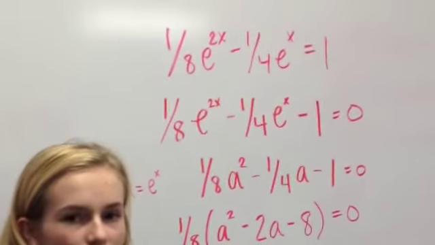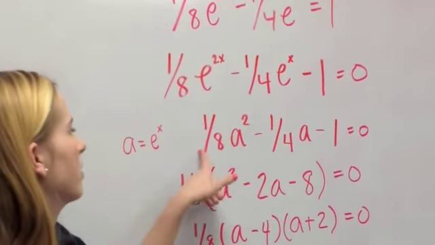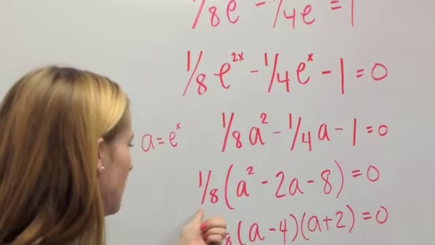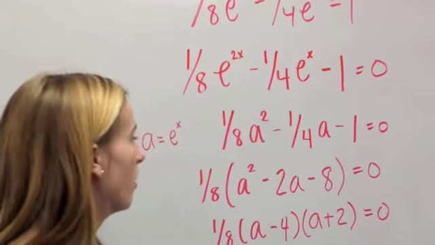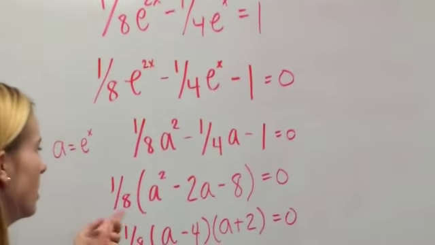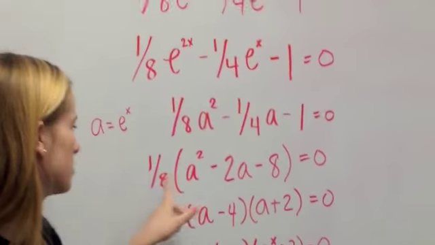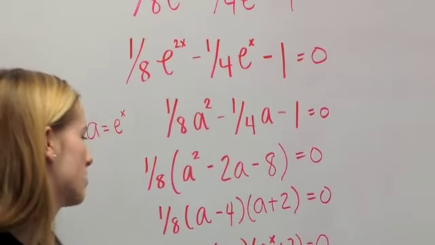And then you can just solve this like you would regularly factor. So you're going to pull out your greatest common factor, which is 1/8. Or sometimes you just pull out whatever factor makes it easiest to solve, which in this case is 1/8. So once you undistribute that, it equals 1/8 times (a squared minus 2a minus 8) equals 0.